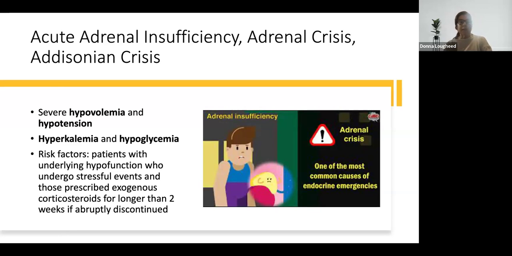So let's think about our patients with Addison's disease. If they have something that would stress their body, a stressor, say surgery, you want to up their exogenous corticosteroids. You want to give them more so that their stress response would be adequate.